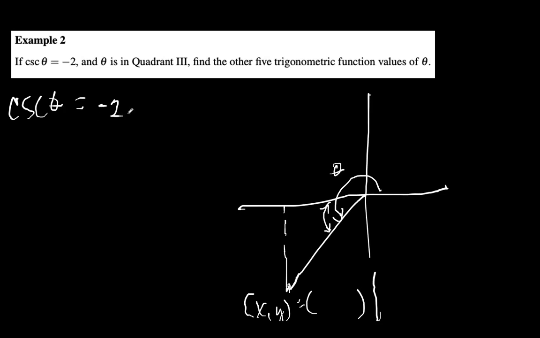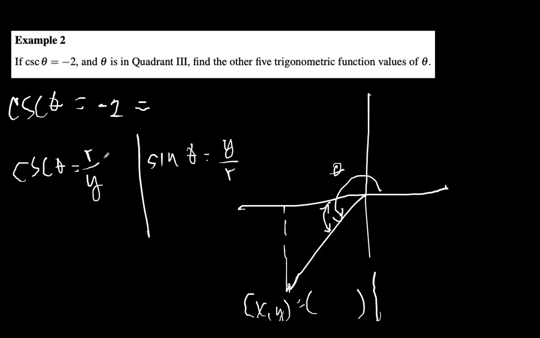Okay? Since we know that cosecant is equal to, what is cosecant again, class? Cosecant's inverse is sine. Sine theta is equal to y over r. So therefore, this is r over y. Get it? So therefore, if this is equal to negative 2, our r is negative 2 and our y is equal to 1. Is that correct, class?